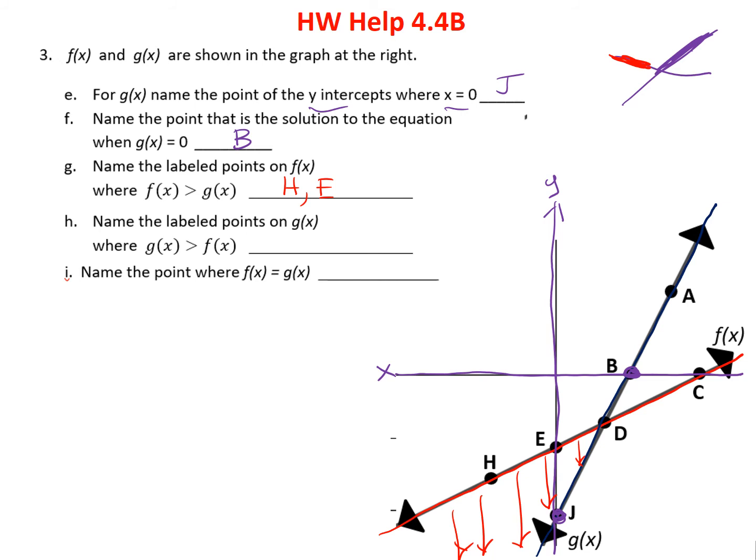How about when they turn around, when g of x is bigger? Now we're on the other side. Here, g is bigger, so notice we have all these points along here. G is bigger than f of x, and there's 2 points involved there, and that's A and B. And then lastly, where do they equal each other? Right here in the middle. D is where they intersect. That's the point, your solution. All right?